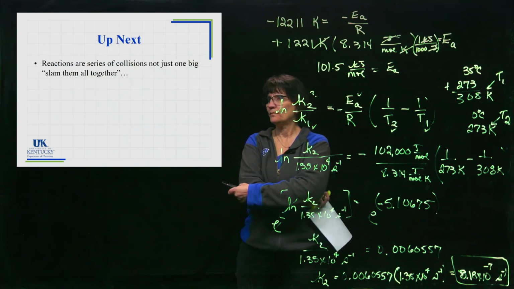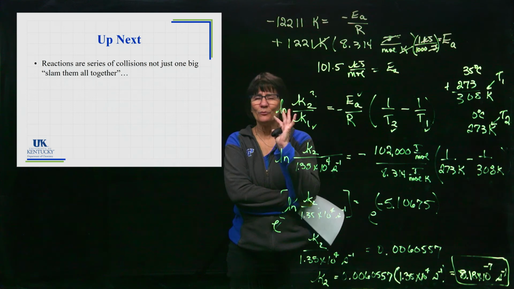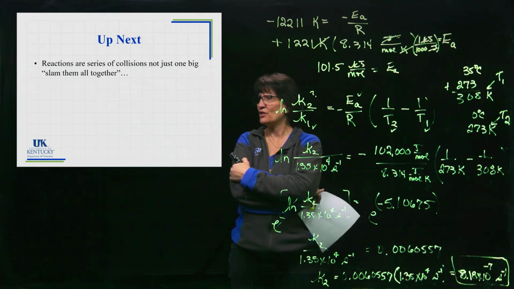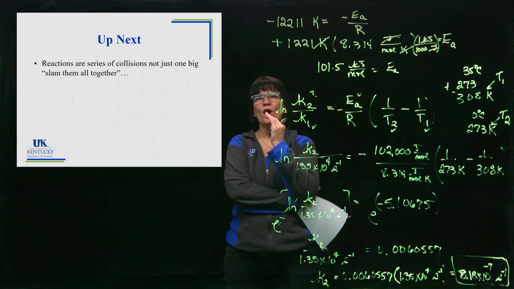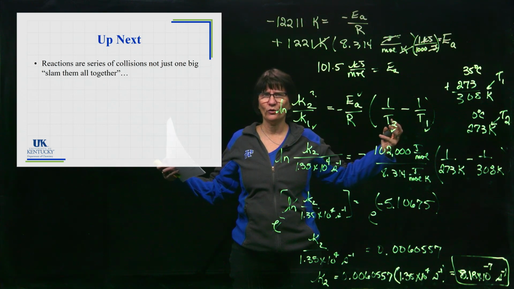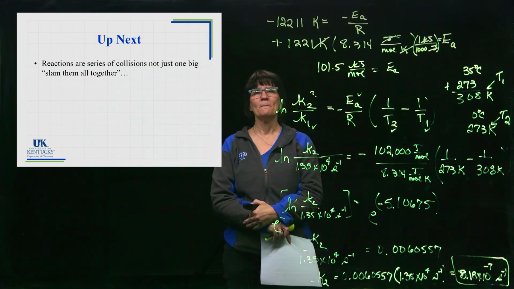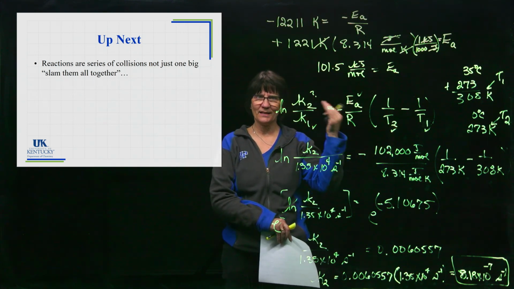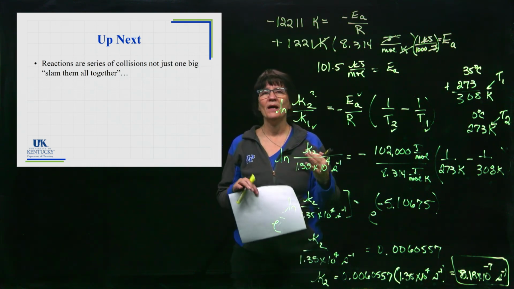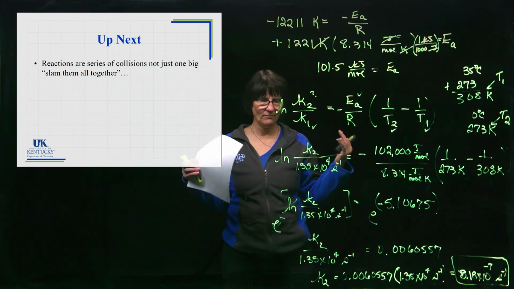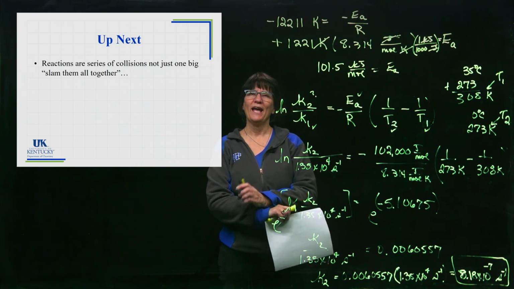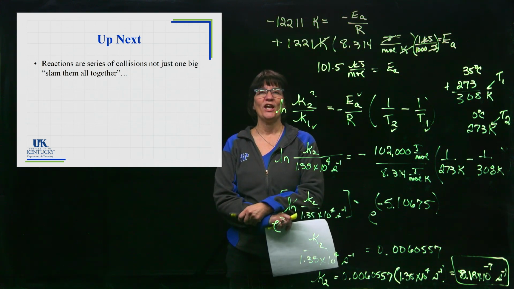All right, so what we're going to talk about next, we're down there talking about collision theory, and the Arrhenius equation comes out of that collision theory. We're going to talk about how when a reaction takes place, it's not just all the molecules slamming together. There's going to be a stepwise process where this has to collide with this, and then this has to collide with that, so we have a series of them, and it's not just one big giant all molecules in the reaction slammed together. So we'll be looking at what's called a reaction mechanism in our next lesson.